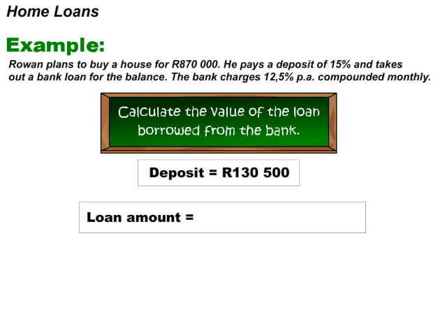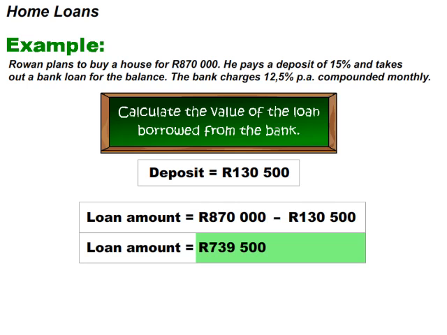Now, to find the value of the loan borrowed from the bank, we simply subtract the deposit from the cost price of the house. 870,000 subtract 130,500 is equal to 739,500. So, Rowan will need to borrow 739,500 Rand from the bank.